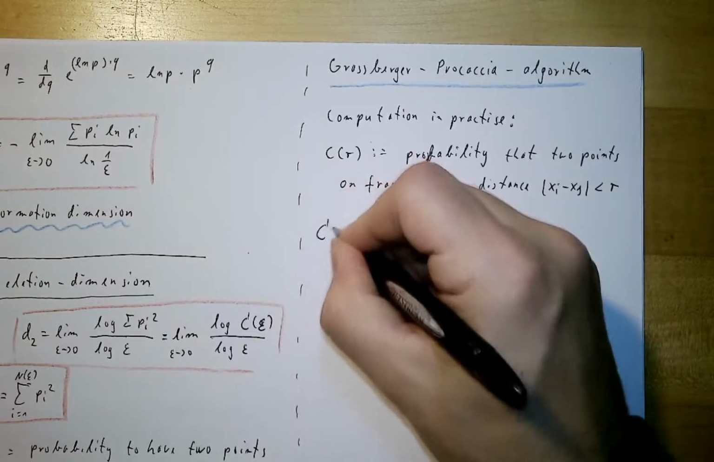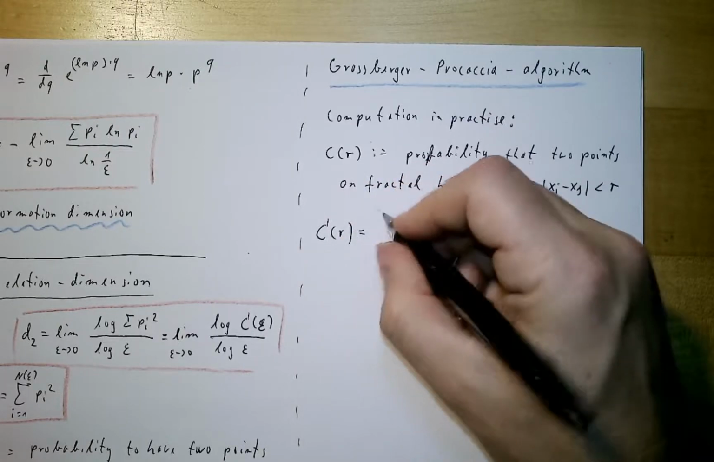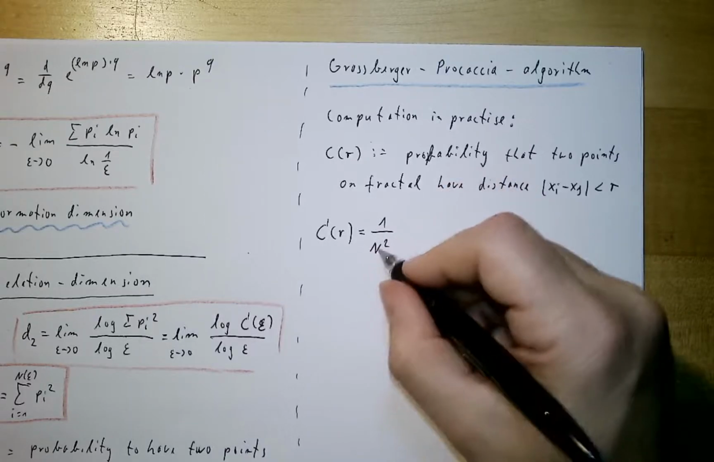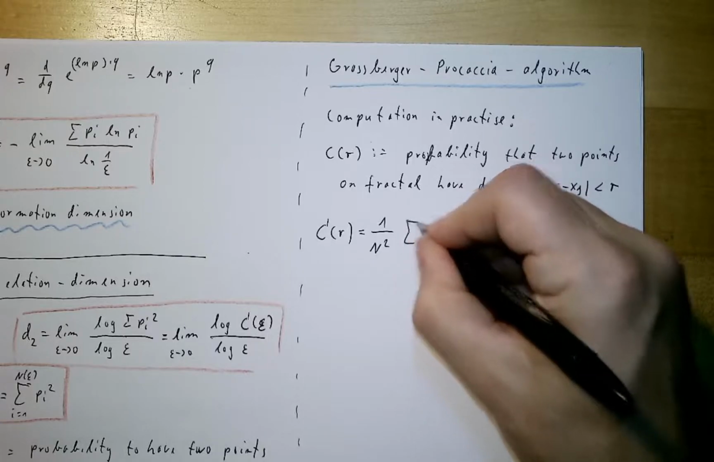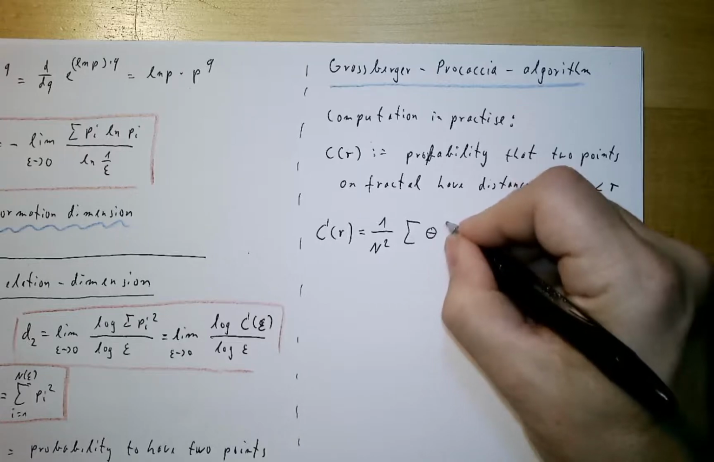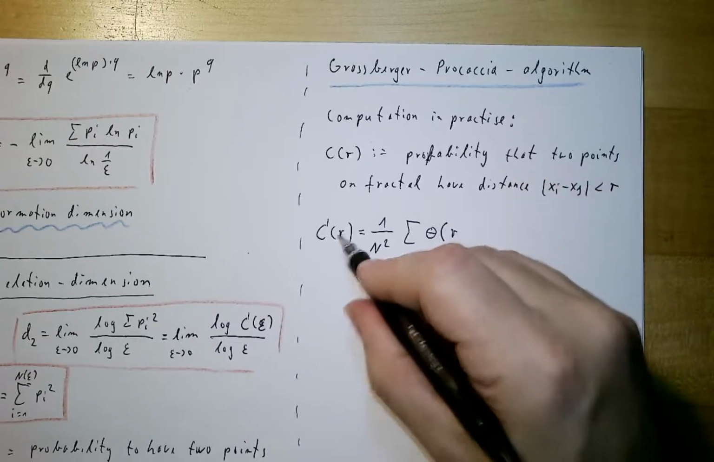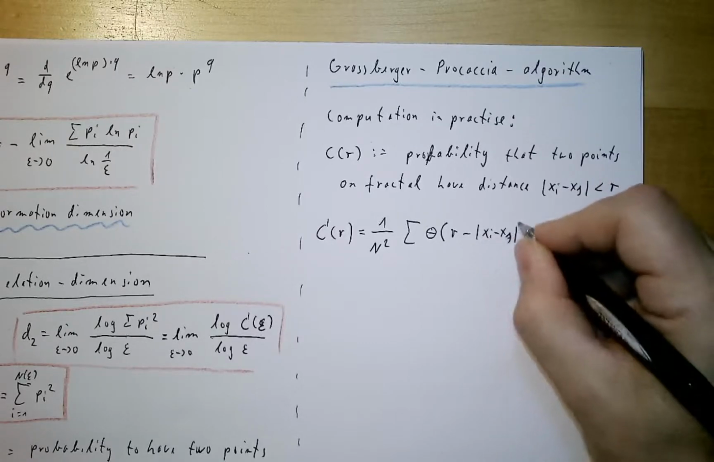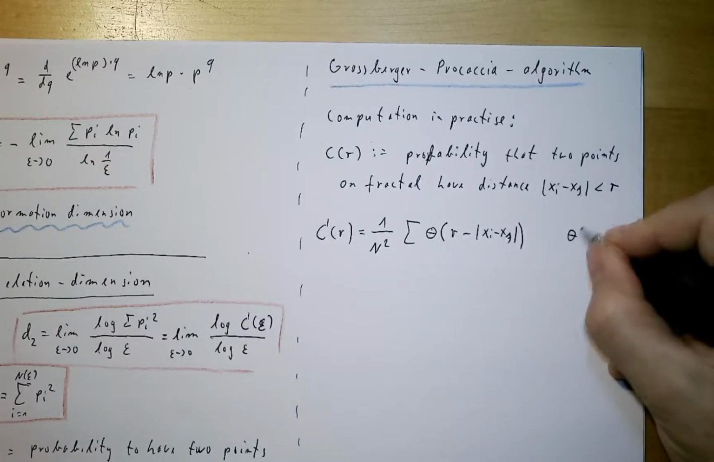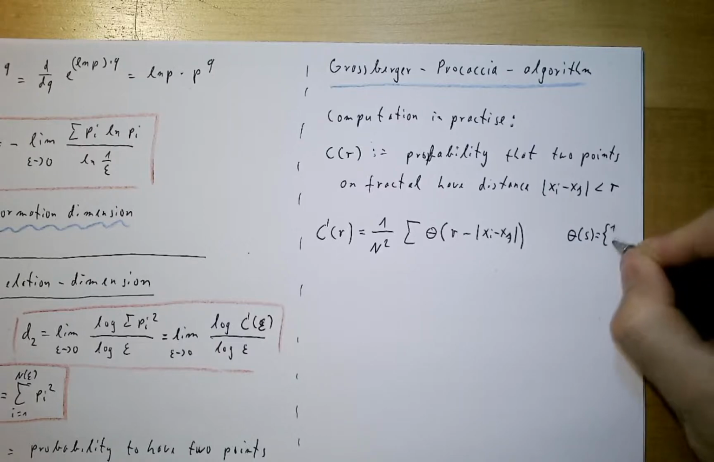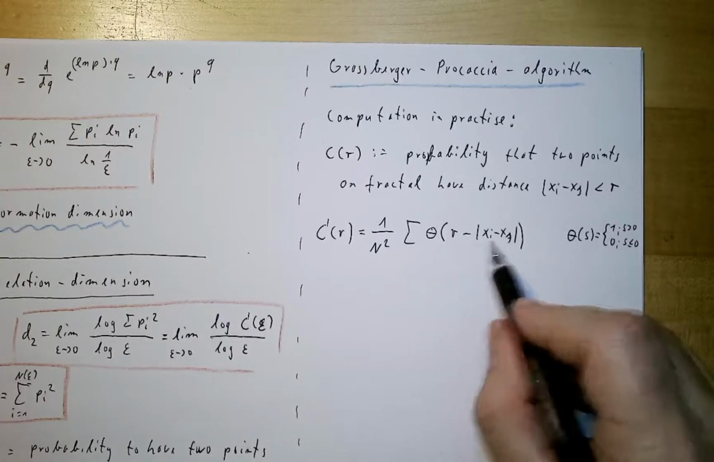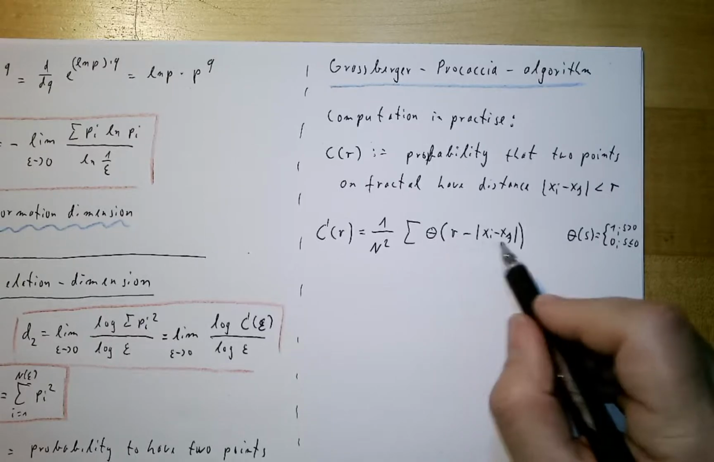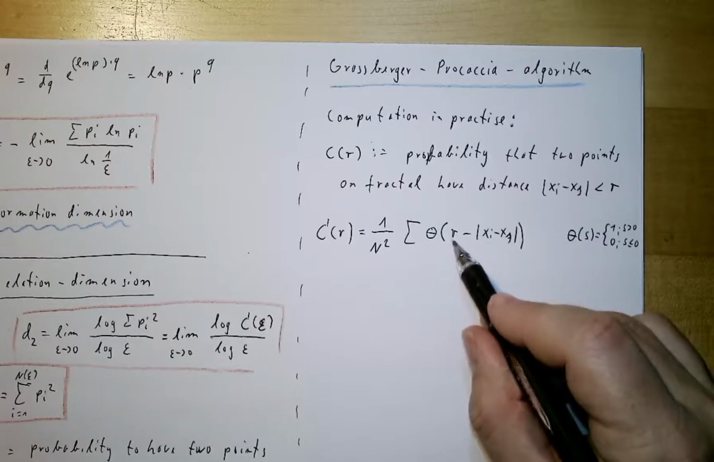And then they say, okay, we calculate now our correlation sum as 1 over N squared, so the number of points squared, and we sum over all pairs of points. We take here the Heaviside function of the scale r minus the distance of 2 points x_i, x_j. The Heaviside function theta of s equals 1 or 0, depending on whether s is larger than 0 or smaller or equal to 0. So we measure only those pairs of points which have a distance smaller than the radius.